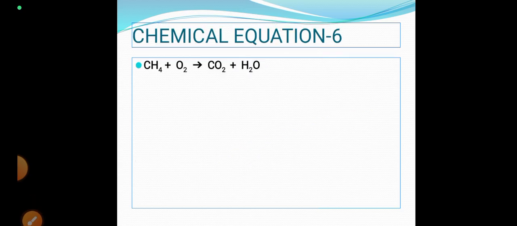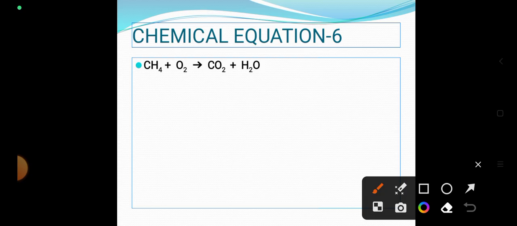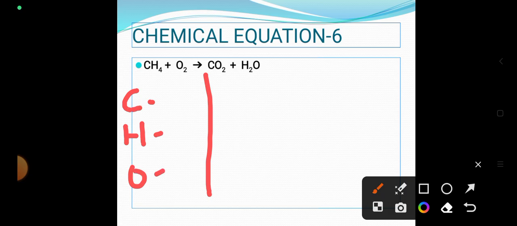Now, next let us understand combustion, reaction of combustion. Methane reacts with oxygen to give rise to carbon dioxide and water. So in this reaction, we mainly again have 3 elements: carbon, hydrogen, and oxygen on both reactant and product side.